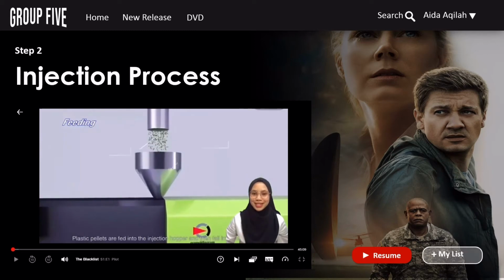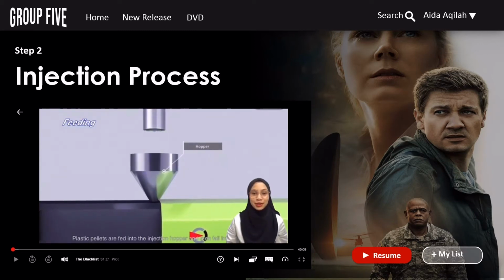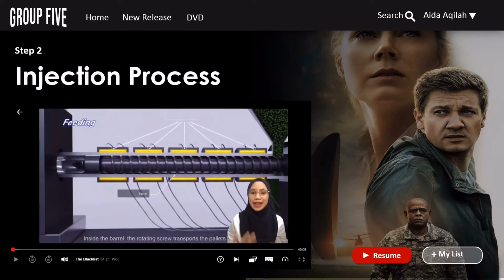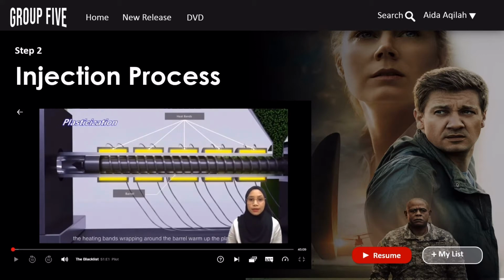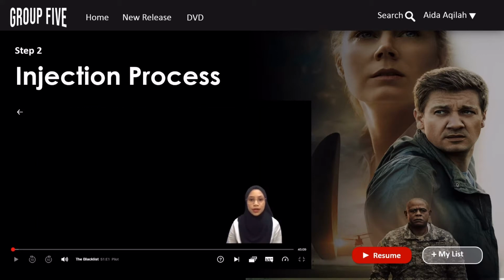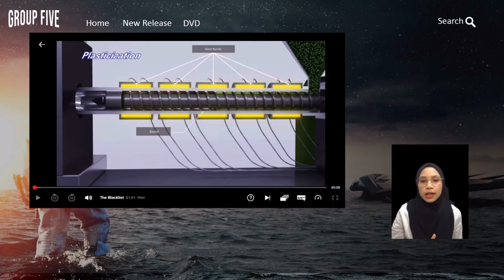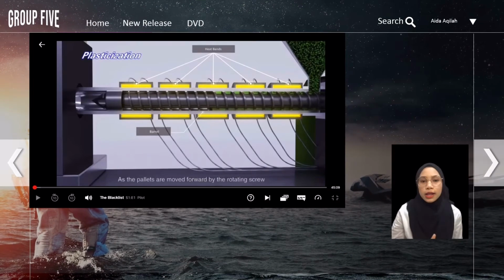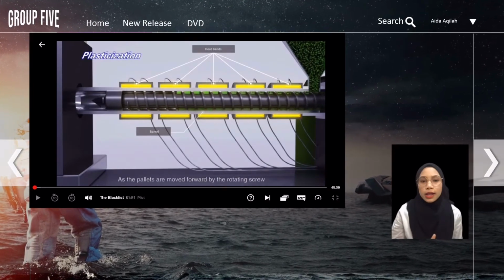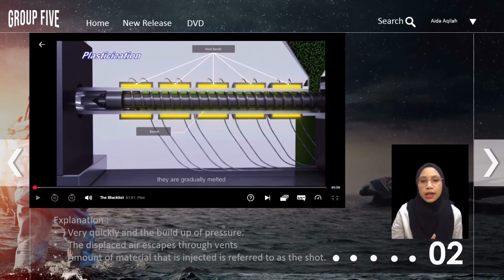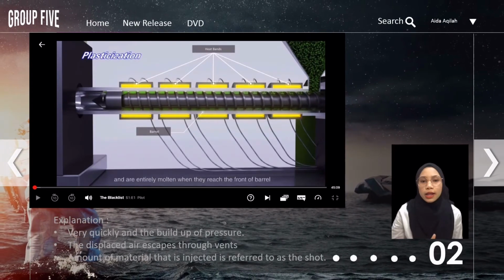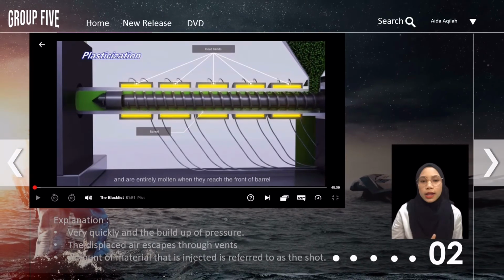Step 2. Injection. After the clamping process, the raw plastic material, usually in the form of pellets, is fed through a hopper into a heated barrel with a reciprocating screw. Inside the barrel, the rotating screw transports the pellets forward, and the heating bands wrapping around the barrel warm up the plastic pellets. As the pellets are moved forward by the rotating screw, they are gradually melted and are entirely molten when they reach the front of the barrel.